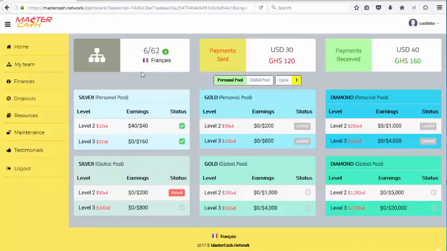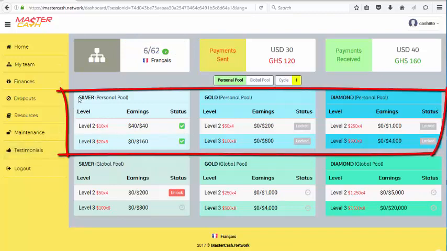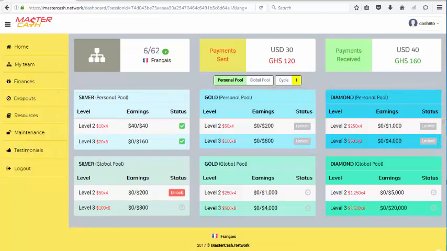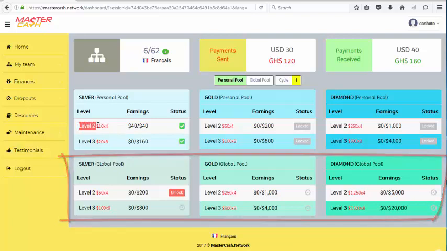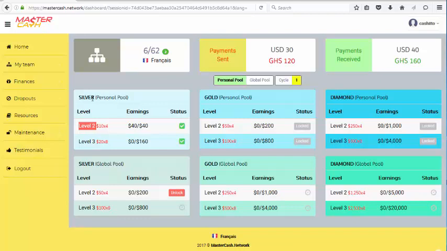This is the number of people you have in your matrix at every point in time. Now, what I was talking to you about has to do with the levels. This is the dashboard for the personal pool, and the dashboard for the global pool is this. Now, take a look. When you are in level 2 of the silver matrix, it gives 2 points. Every level 2 of all the matrices gives 2 points, and every level 3 of all the matrices gives 3 points. So if you are in level 3 of the silver matrix, it means you have scored the maximum point of 3.